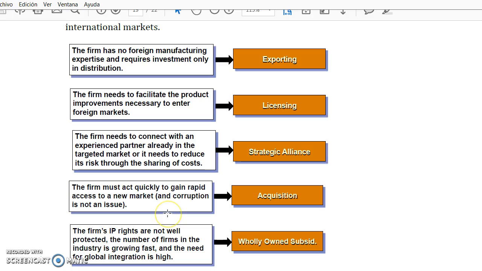Acquisition, the firm must act quickly to gain rapid access to a new market, and corruption is not an issue. Then the wholly owned subsidiary, the firm's intellectual property rights are not well protected, the number of firms in the industry is growing fast, and the need for global integration is high.